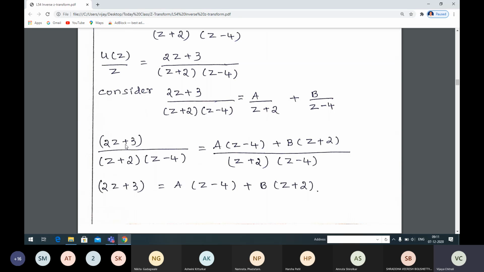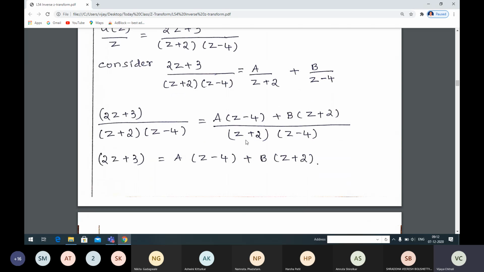So the next step will be 2Z plus 3 divided by Z plus 2 into Z minus 4, so multiply by Z minus 4: A into Z minus 4, plus multiply by Z plus 2: B into Z plus 2, with the LCM denominator Z plus 2 into Z minus 4 as it is. Observe here: the LHS denominator is Z plus 2, Z minus 4 and the RHS denominator is Z plus 2, Z minus 4, so both sides get cancelled. What is left? 2Z plus 3 is equal to A into Z minus 4 plus B into Z plus 2, right?